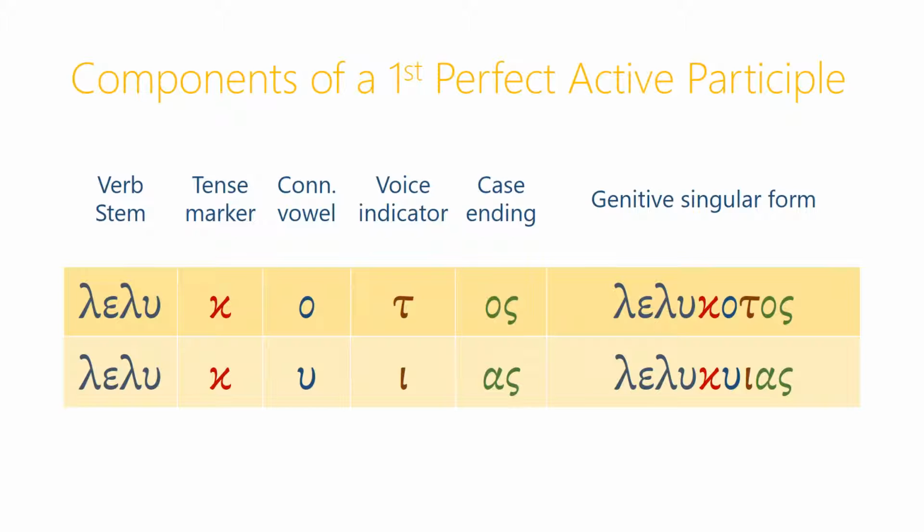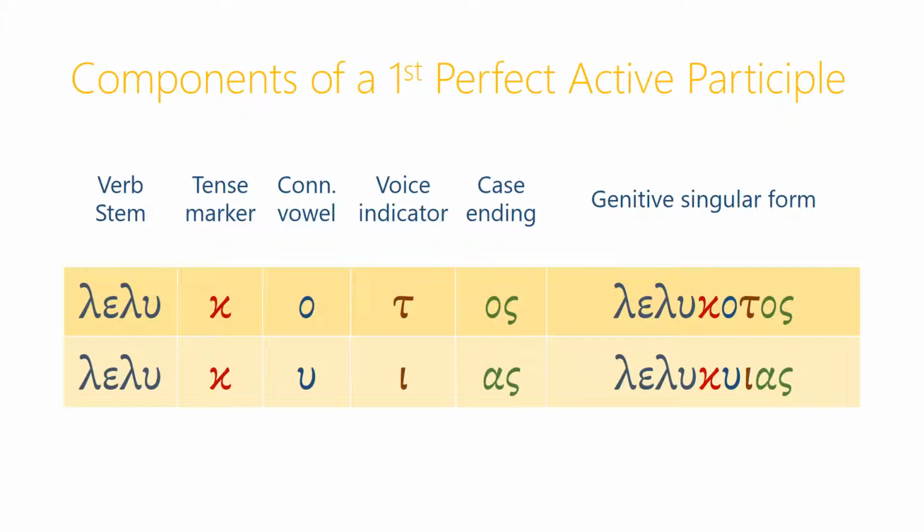Here are the components of a first perfect active participle. We have the verb stem, but notice that, like with other perfect verbs, we have the verb stem with reduplication. Or in some cases, we would have not standard reduplication, but other kinds of stem change. The reduplication here, unlike with mi verbs, is performed with the epsilon vowel. So lelu becomes the stem for luo. The tense marker here is kappa.